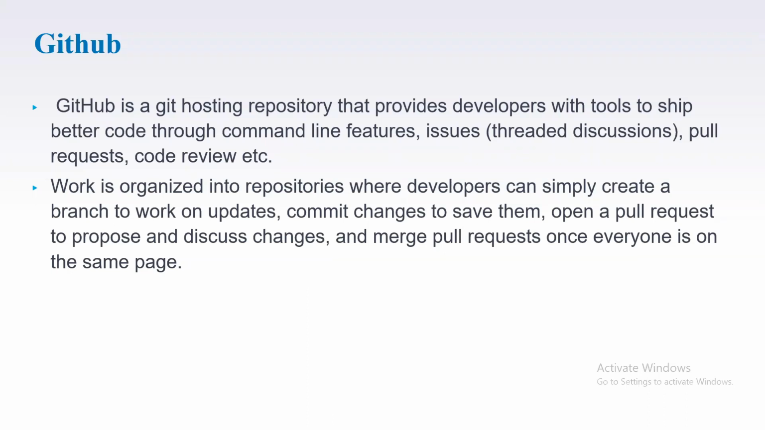Here work is organized into repositories where developers can create a branch to work on updates, commit changes to save them, open a pull request to propose and discuss changes, and merge pull requests once everyone is on the same page. So a pull request is a kind of suggestion, some value addition or feature which one developer can suggest.